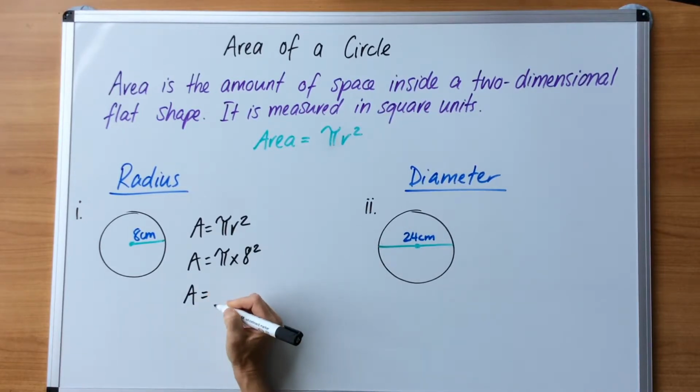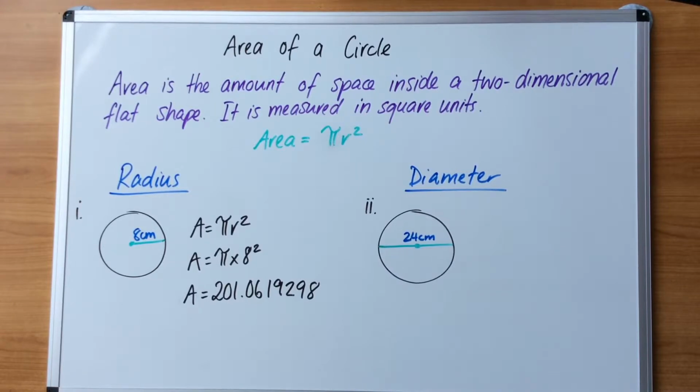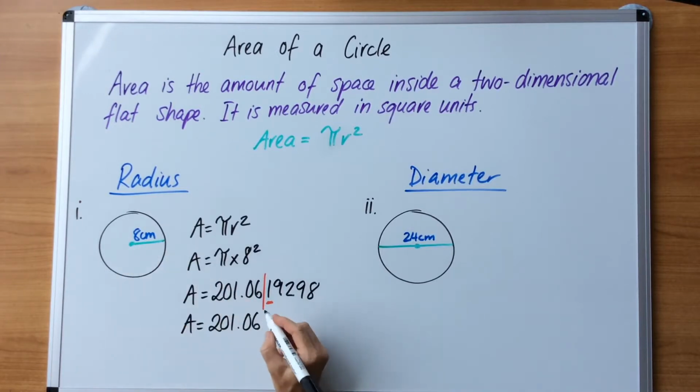And then we calculate that, and I'm going to show you how to calculate that on your calculator very shortly. But the answer is 201.0619298. So I'm now going to round that to 2 decimal places. So I've got to put a line after the second decimal place and underline the next one. That is the looking number, and this is the rounding number. If this sits between 0 and 4, the rounding number will stay, and in this case it does. So area equals 201.06. The units are centimetres, and area means it's squared.